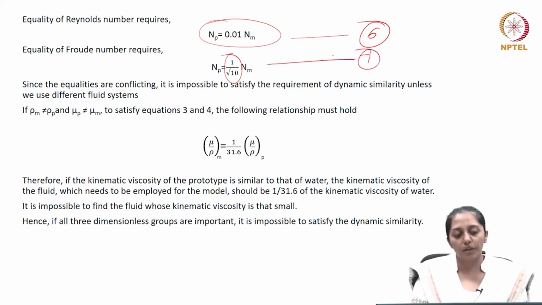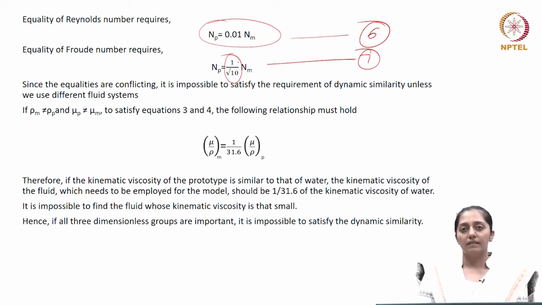So if you see the equality of these dimensionless numbers, it is very clear that it is very difficult to keep all the dimensionless numbers the same at the two levels, because then the equality between the operating parameters, here the impeller speed, changes. So, since the equalities are conflicting, one can make out that it is impossible to satisfy the requirement of dynamic similarity unless we change the fluid properties.